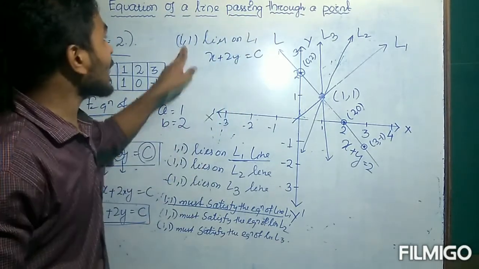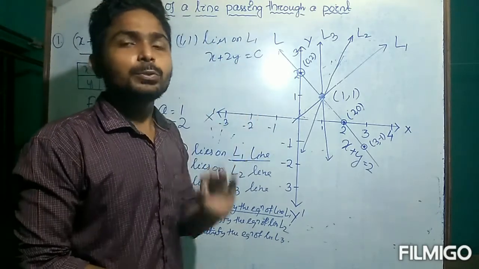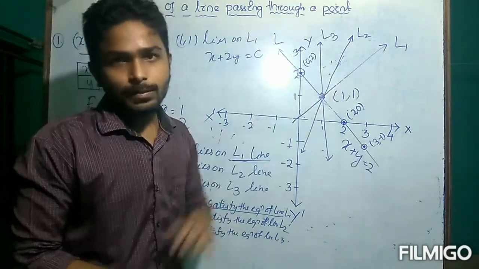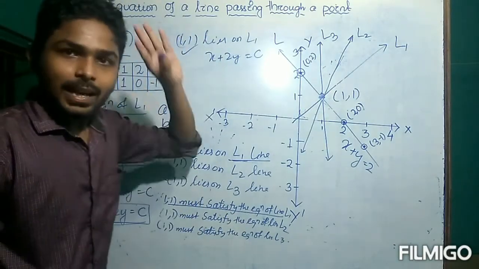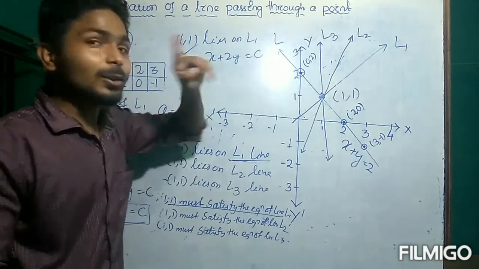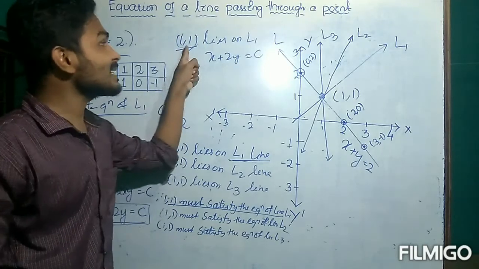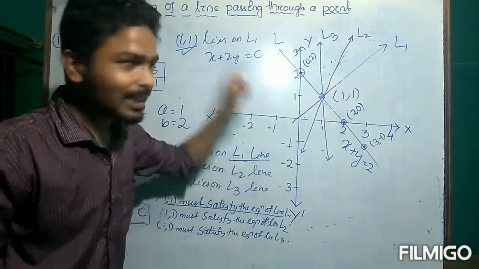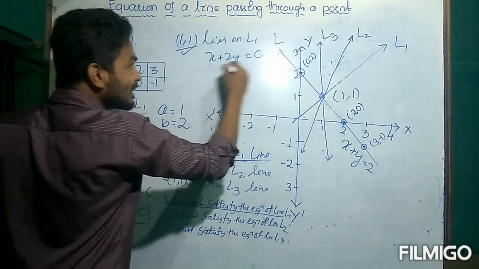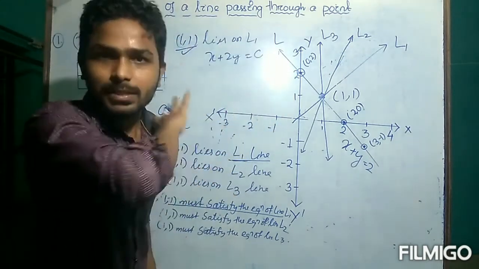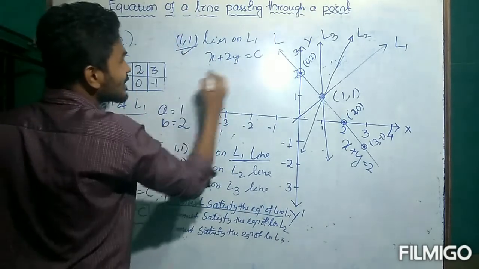That means if you put x to be 1 and y to be 1 in this equation, then you should get LHS equal to RHS. It is already given that (1, 1) is a solution, and now we have to find the value of c. Since it is a solution of this equation, if you put x to be 1 and y to be 1, then LHS and RHS must be equal. So just put the values 1 and 1 in this equation.